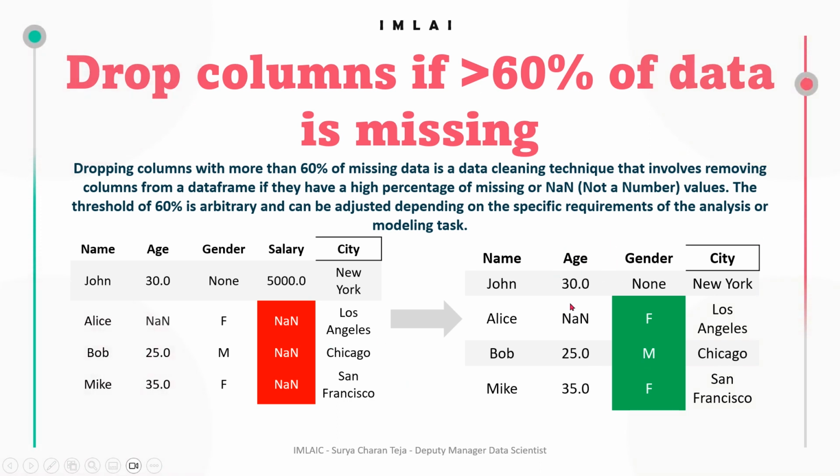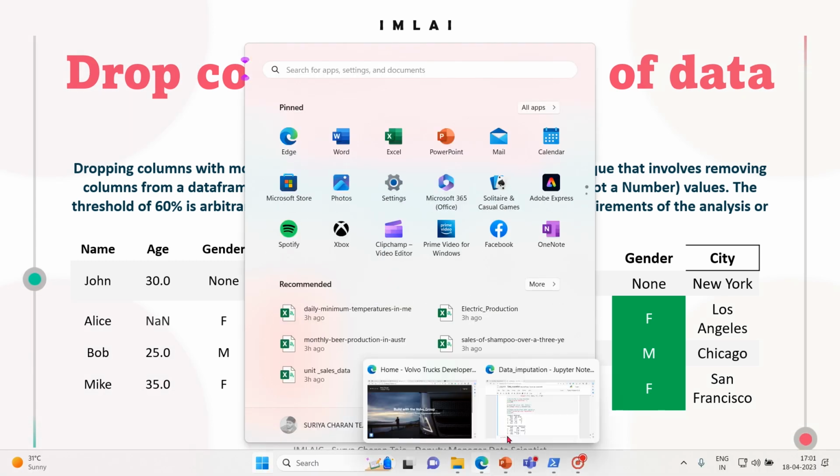Of course, we have a NaN in age, we have one in gender, but we are not much worried. We will use some imputation technique to replace them. But when it comes to the salary column, because 60% of data is missing, that's why I removed that column. So now you have only 4 columns. The salary column has been completely removed.